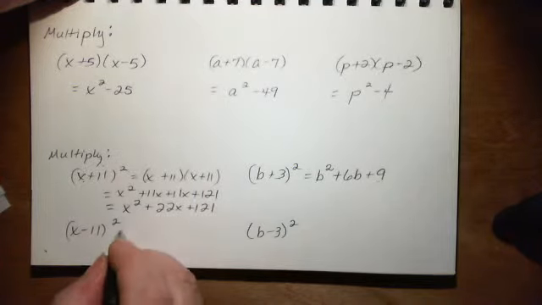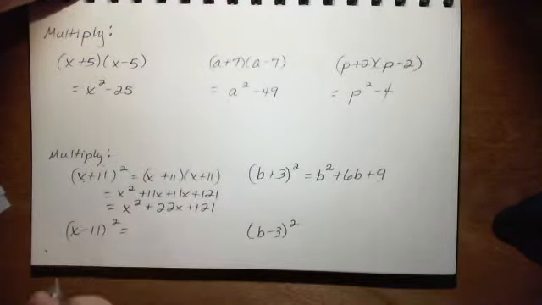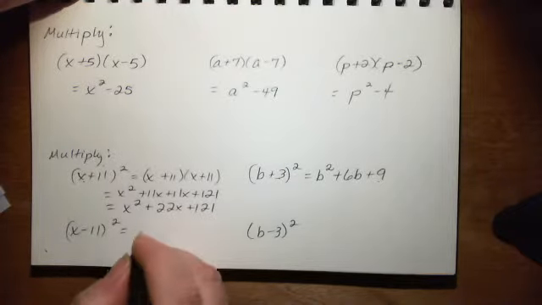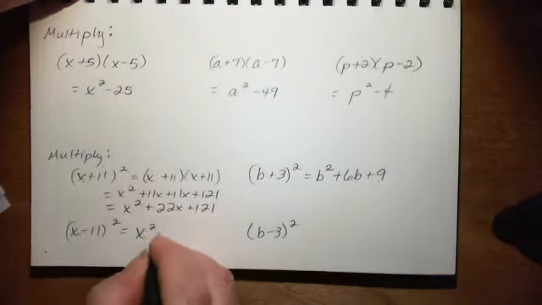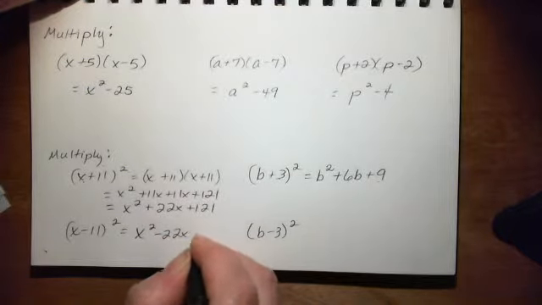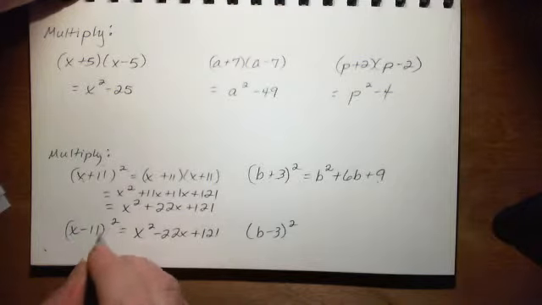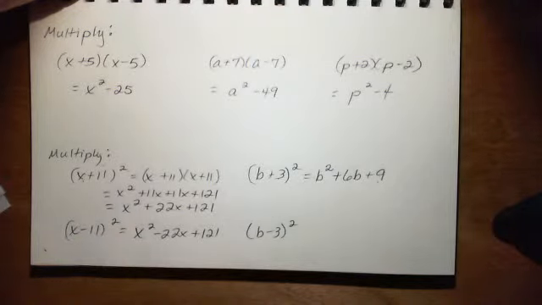So what if we had x minus 11 squared? Well, it's going to be this same pattern here, except that the middle term will be negative. It would be x times negative 11 and negative 11 times x. So we'd have x squared minus 22x. Still be a plus 121 because we'd be squaring negative 11. When we square a negative, it comes out positive.